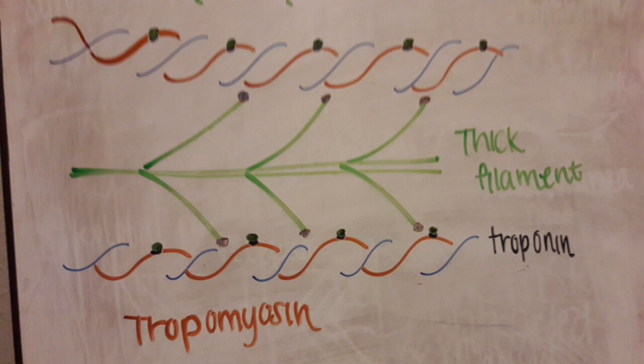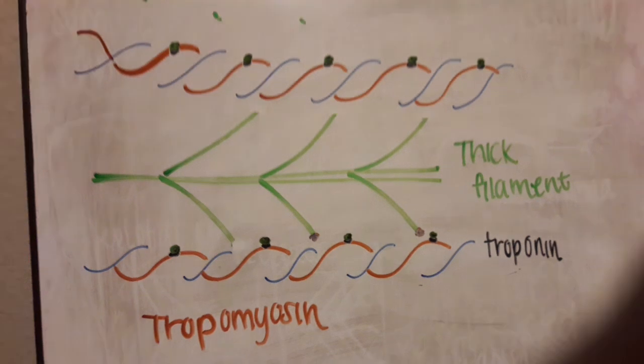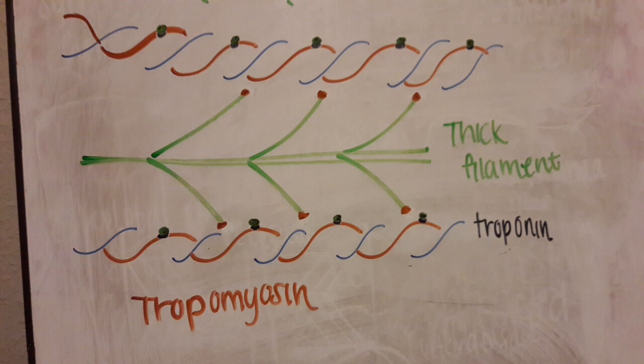So we're going to look at the ATP and bring the thick filament down from the thin filament. And once the ATP process is done, ADP is going to come back to the thick filament and become attached to the actin once again.